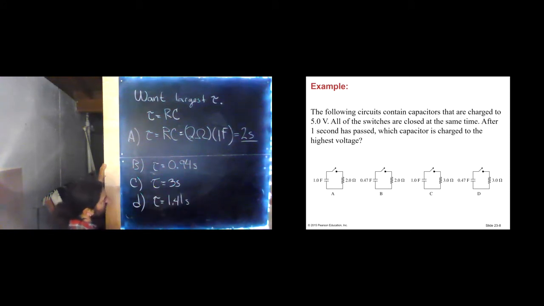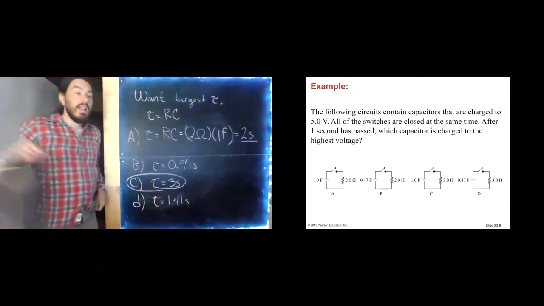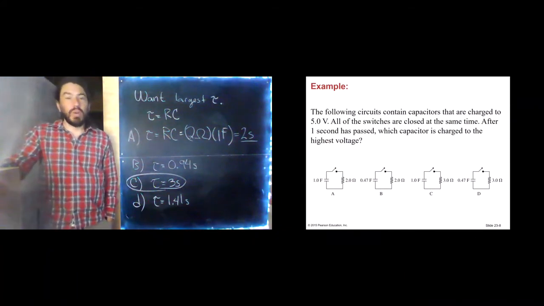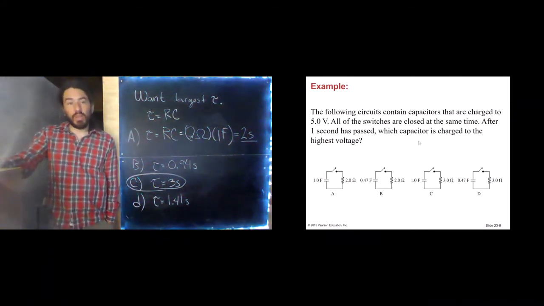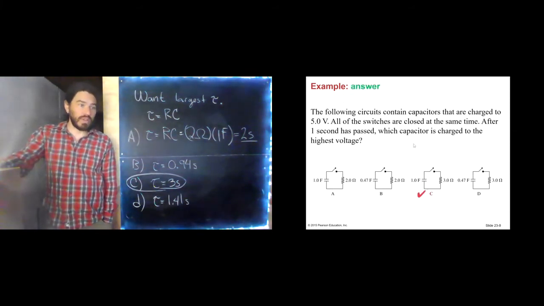So, which one has the largest time constant? C has the largest time constant. Therefore, it will discharge the most slowly. Therefore, after 1 second, it will remain with the largest charge of these 4 circuits.